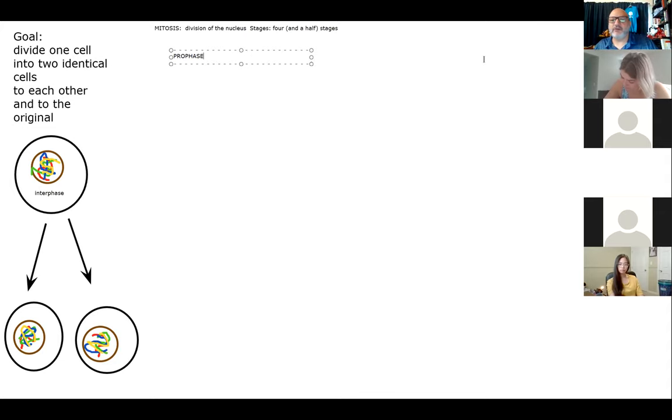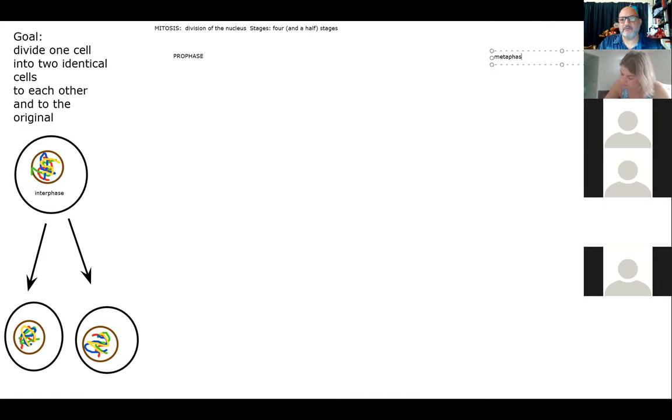Okay, excellent. So prophase, metaphase. Anaphase. Oops, wrong button. Metaphase. Put anaphase here. Anaphase and telophase. Excellent. Those are our 4 stages, although as we'll learn, it's a little bit more tricky than that.